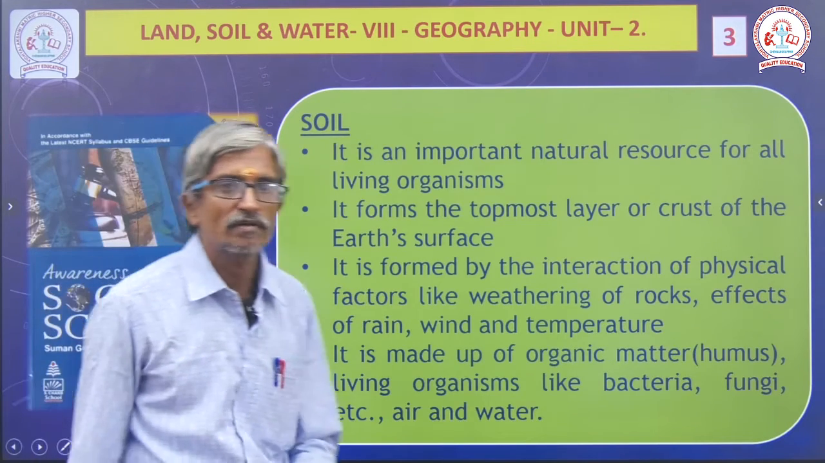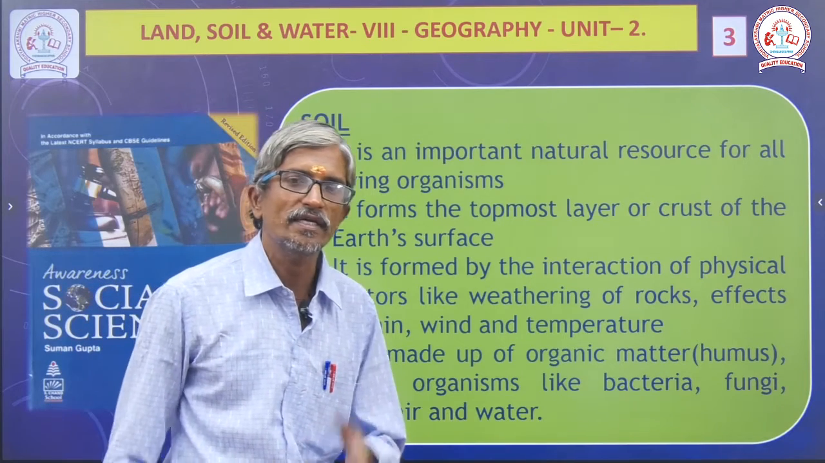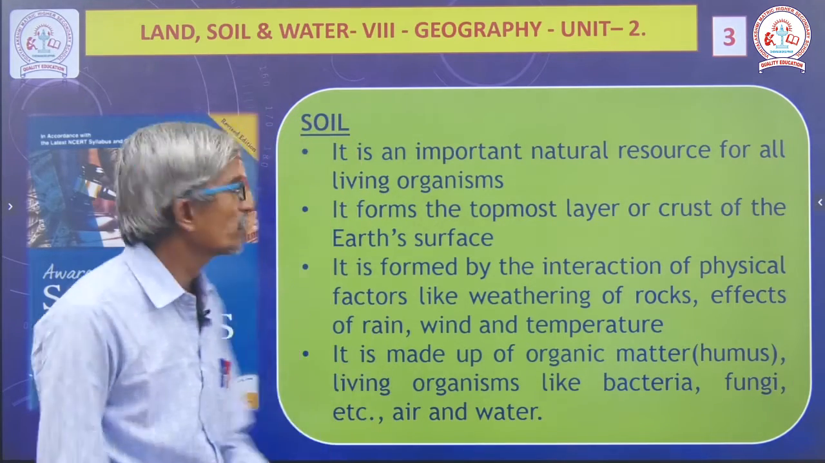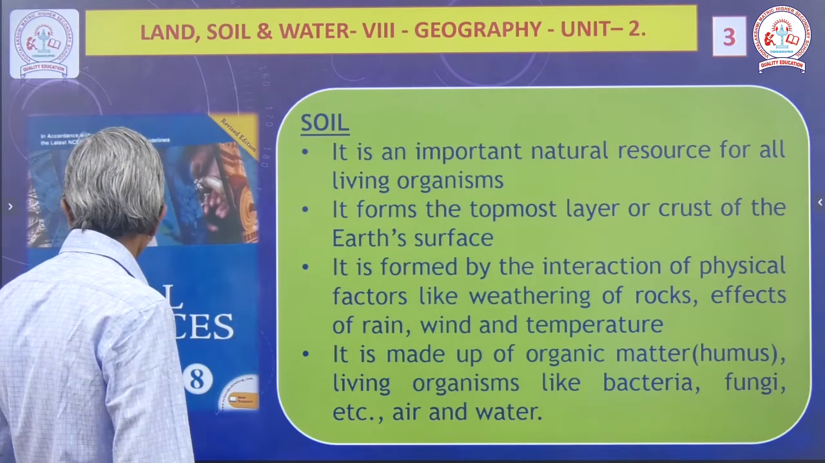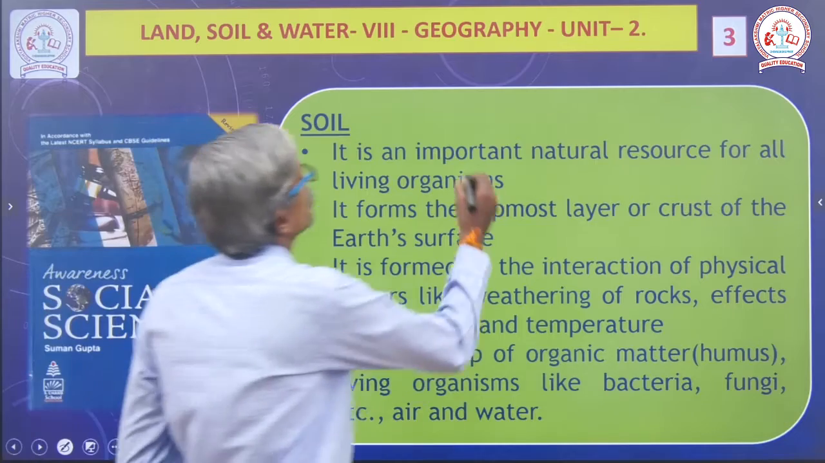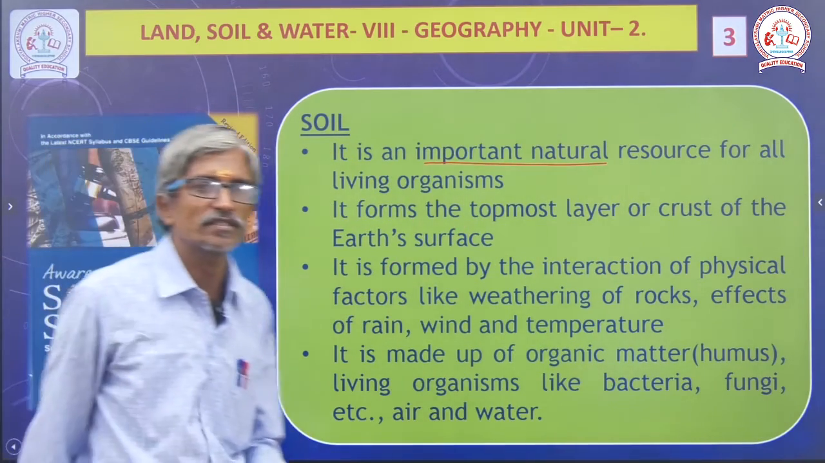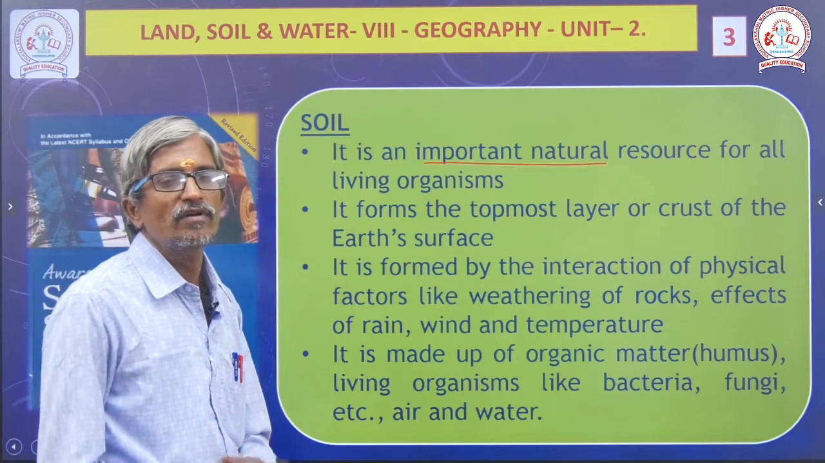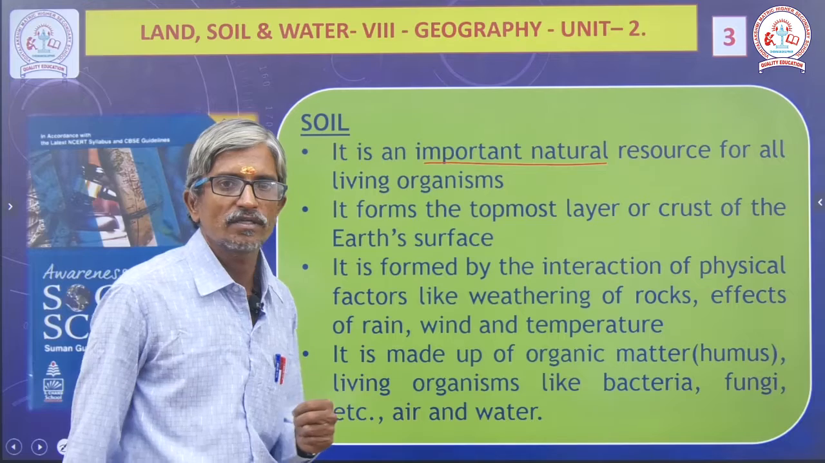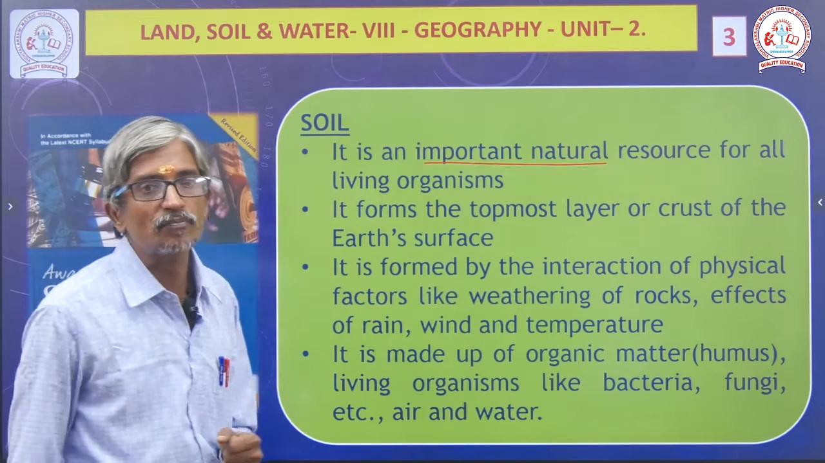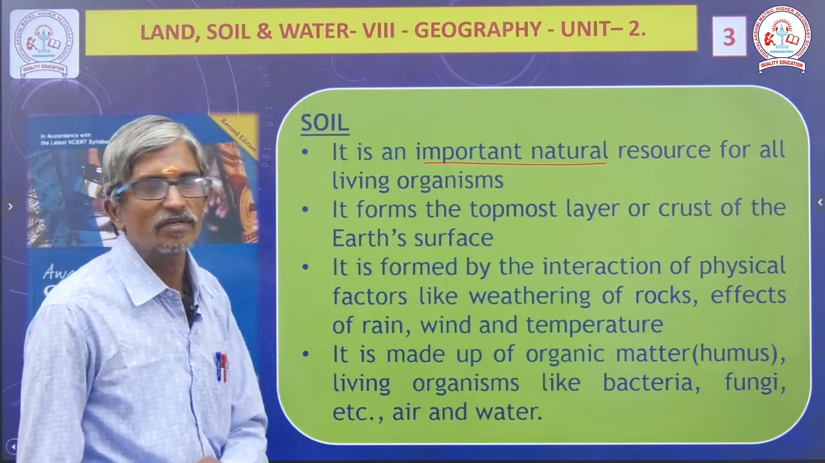Number 1, soil. What is soil? Soil means small particles of rocks are called soil. It consists of minerals. It is an important natural resource, so we need to know it in depth. It is an important natural resource for all living organisms. If we sow a seed, we can sow it only in soil. It is in the topmost layer of the crust of the earth's surface.